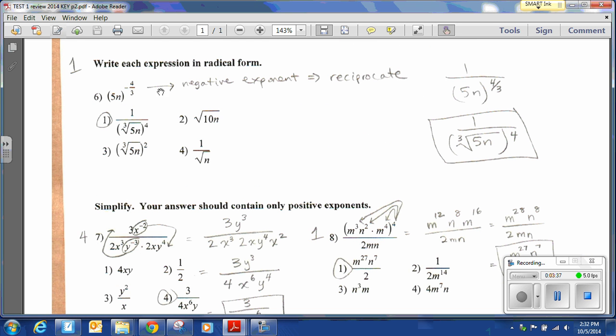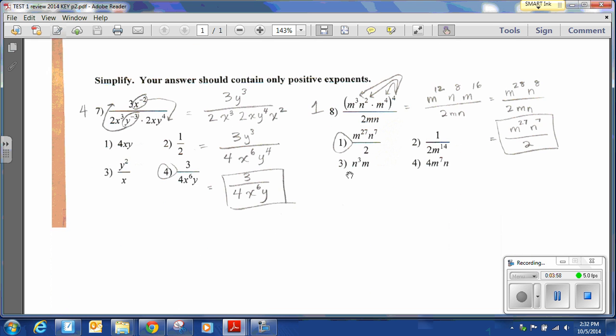Here we're going in the opposite direction. We're taking the exponential form and rewriting it into radical form. Since it's the negative power, we're going to reciprocate. 1 over 5n to the 4/3 power. We're going to rewrite this. 3, the denominator becomes the index, and 4, the power becomes the power over here. The numerator here becomes the power here. The answer is 1.